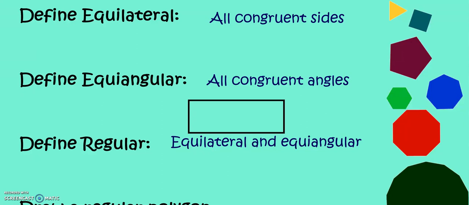To be regular, you can only have convex shapes. For an equilateral shape, you could have a concave one if we can make it where all our sides are the same. As long as these would all be the sides, that would be equilateral but not equiangular. All right, that rectangle is equiangular, and regular would be both.